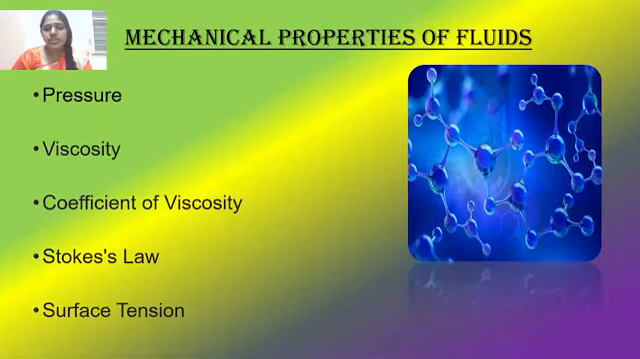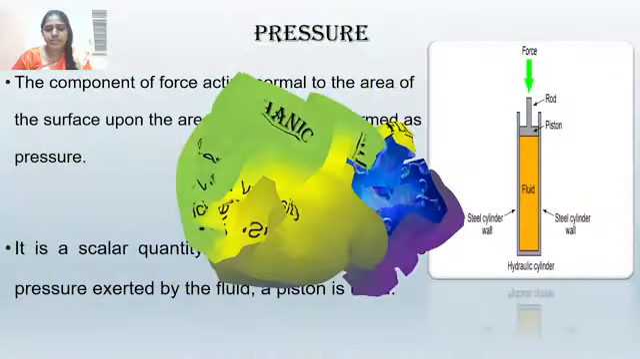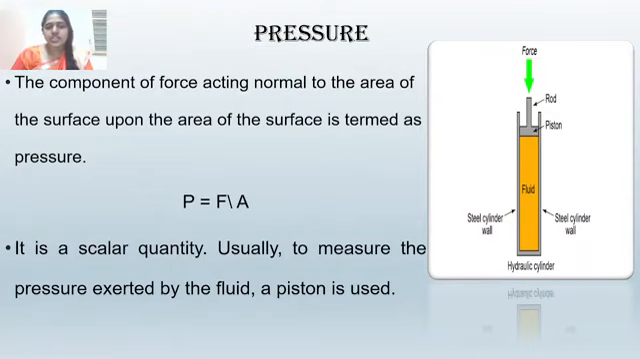Mechanical properties of fluids, which elaborates about the characteristics of fluids. They are pressure, viscosity, coefficient of viscosity, Stokes' law, and surface tension. Pressure. It is the thrust experienced per unit area of the surface of a liquid. The component of force acting normal to the area of the surface upon the area of the surface is termed as pressure. Pressure is equal to force by area. It is a scalar quantity.